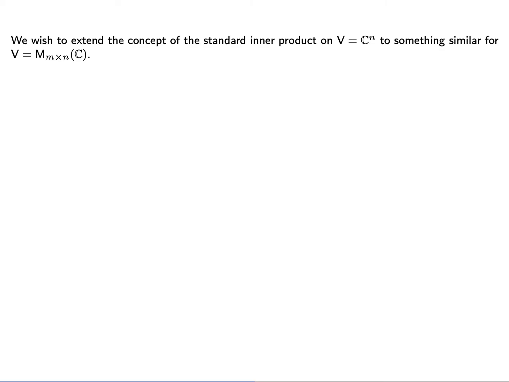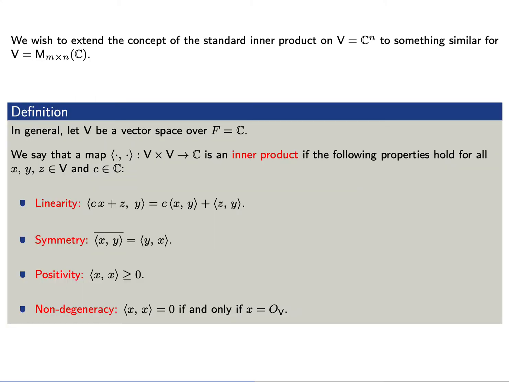We wish to extend this concept of a standard inner product to something for all m by n matrices. To this end, let's consider the following definition. We'll say that a map, in terms of angle bracket, is an inner product on a vector space V if the following four properties hold. That is, for any vectors x, y, and z, and any scalar c.